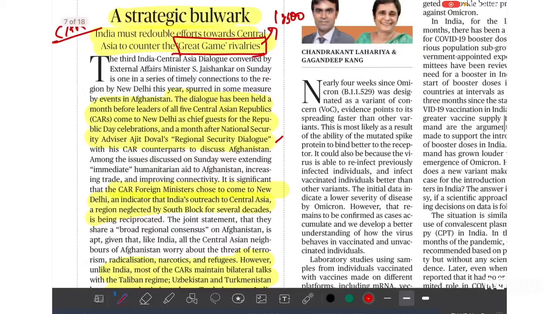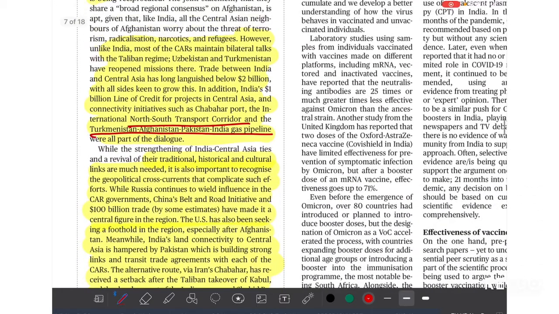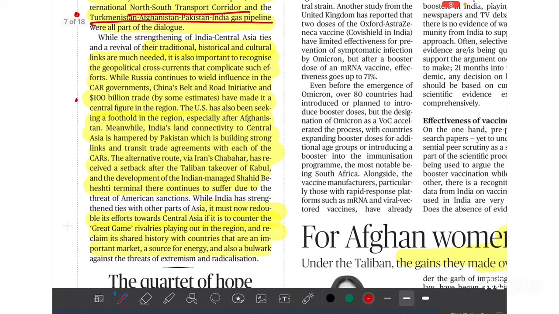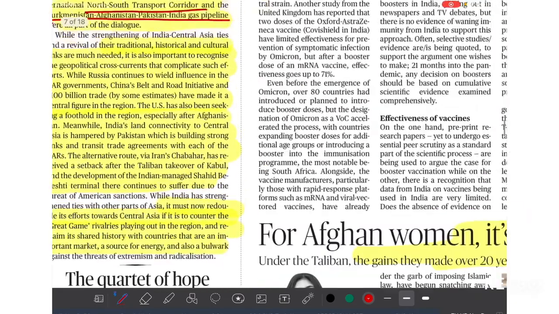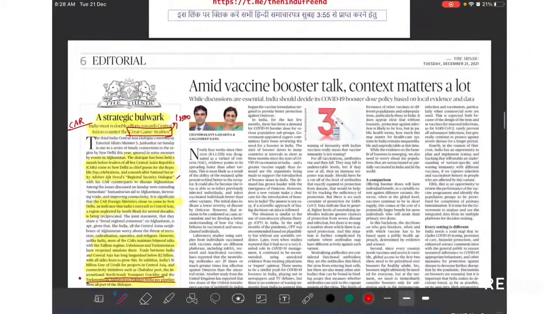and similarly get a basic idea of what the Indian relationship is like. Some of the key points are mentioned, like the North-South transport corridor, the TAPI pipeline, China's measures there, and what India can do. So it gives you a basic baseline of what India-Central Asia relations are. So go through that.